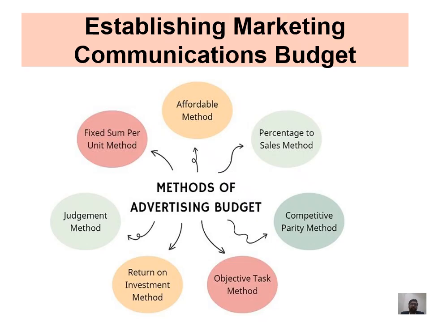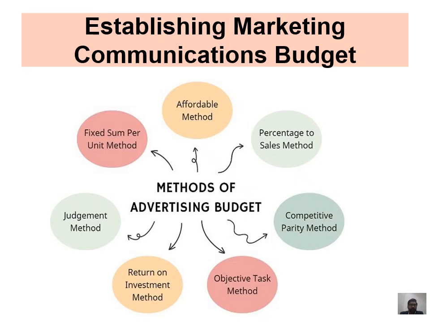Now, the next step is establishing the marketing communication budget. Budgeting is very critical because in marketing communication we have to spend money to create awareness. We have different objectives. We want to create demand for the product, so the advertisement has to be done, and a lot of funds are required for that. There are different types of budgeting methods, for example, the affordable method, percentage of sales method, competitive parity method, objective task method, return on investment method, judgment method, and one more is the fixed sum per unit method. So these are the different methods.